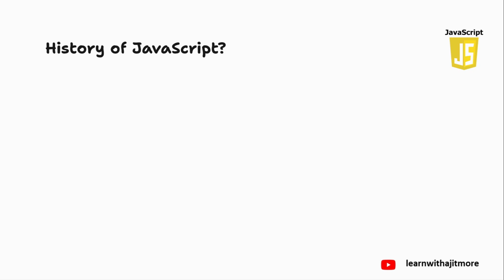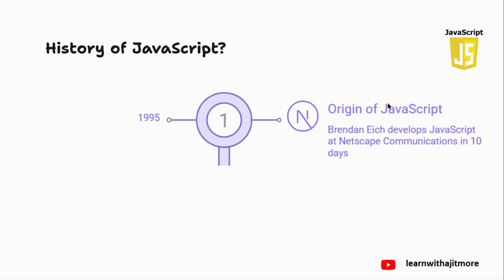So he created that, the first version of JavaScript. Okay, 1995, origin of JavaScript. Brendan Eich developed JavaScript at Netscape Communications in 10 days. Okay, initially they had given some name. It was called LiveScript. I think first it was called Mocha. Then it was called LiveScript. Then there was some copyright issue. And meantime, JavaScript was taken over by Sun Microsystems.